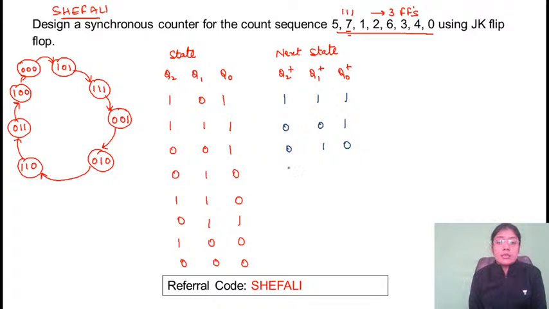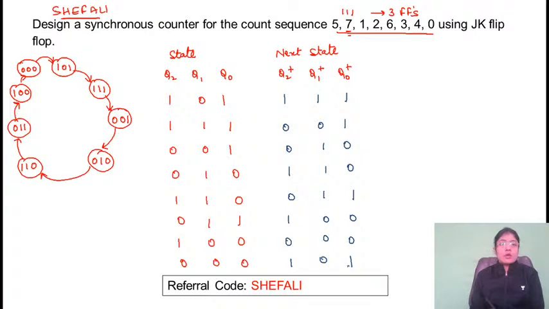The next state of 2 is 6. The next state of 6 is 3. The next state of 3 is 4. The next state of 4 is 0. The next state of 0 is 5.